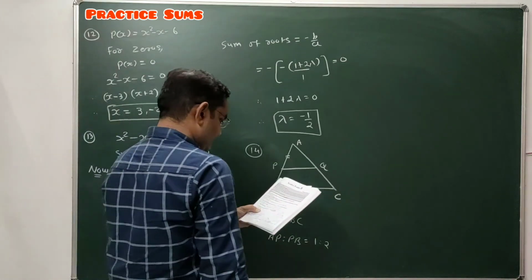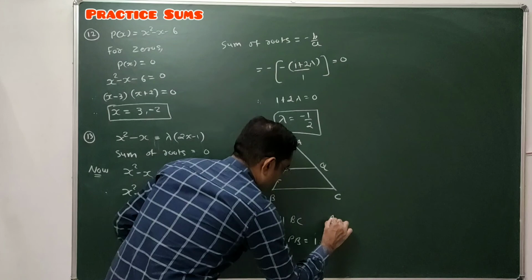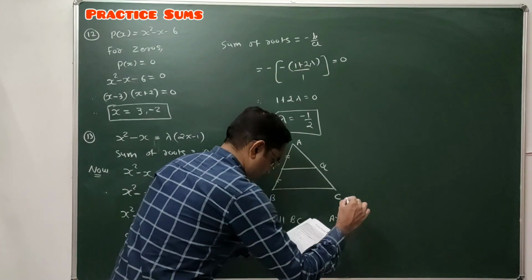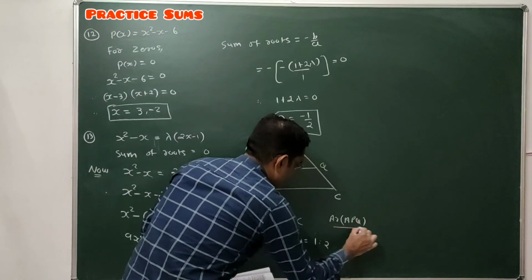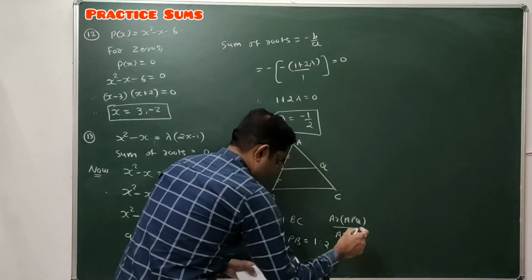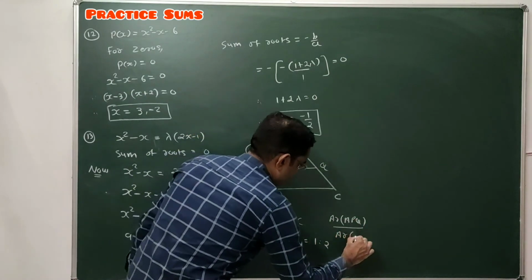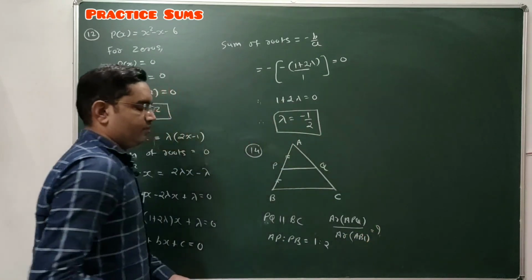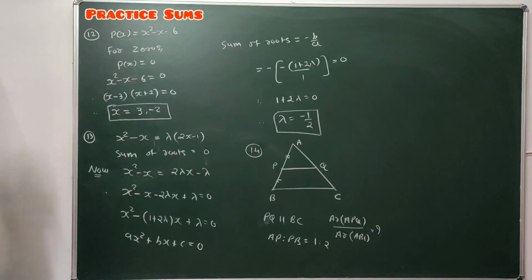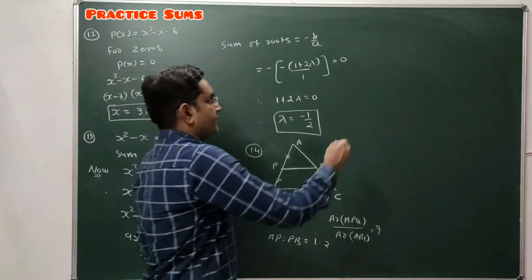Find the ratio of area of triangle APQ upon area of triangle ABC. Find the ratio of the area of these two triangles. Done. So now we will start with the given ratio.